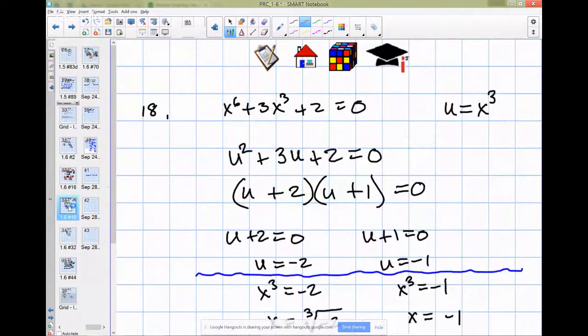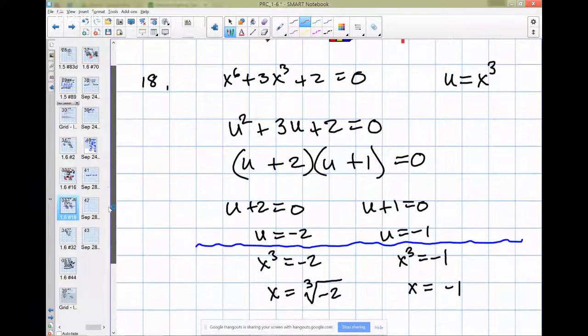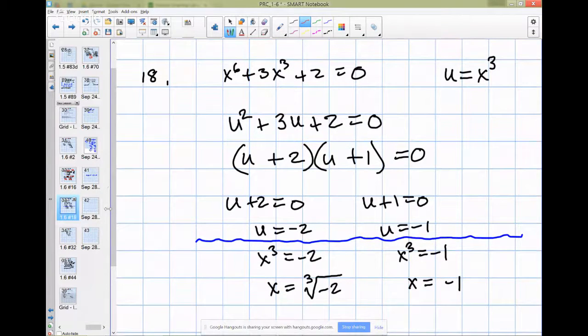Okay, this is number 18. Brandon, you can see, kind of related to your question, we're doing a slightly different kind of substitution this time. We have something to the 6th power, so we have as many as 6 answers. Do you see what I did for my substitution? I said, let u be x cubed. Because if u is x cubed, then when I plug it in, I'll get a u squared. I'm trying to get to a quadratic because we know how to do those.